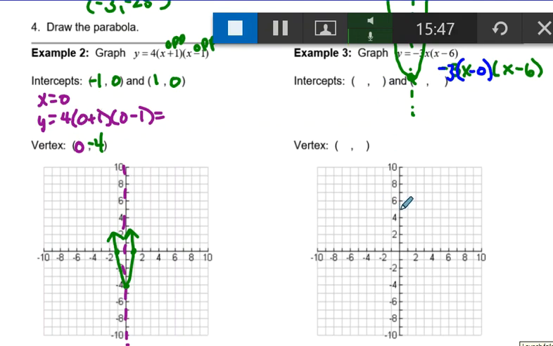Oh, that's way too high. It's going to be too high? Yeah. Okay, well, we'll find out in just a second. Maybe our parabolas will intersect.